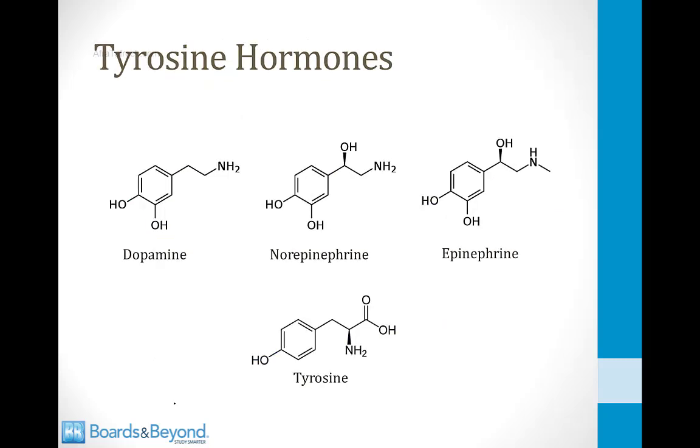Now that we've talked about the metabolism of phenylalanine into tyrosine, let's talk about the metabolism of tyrosine. This is the structure of the amino acid tyrosine on the bottom of the screen here. And you can see that it has a very similar molecular structure to several compounds, including dopamine, norepinephrine, and epinephrine. And now we're going to talk about how tyrosine is converted into these three hormones.